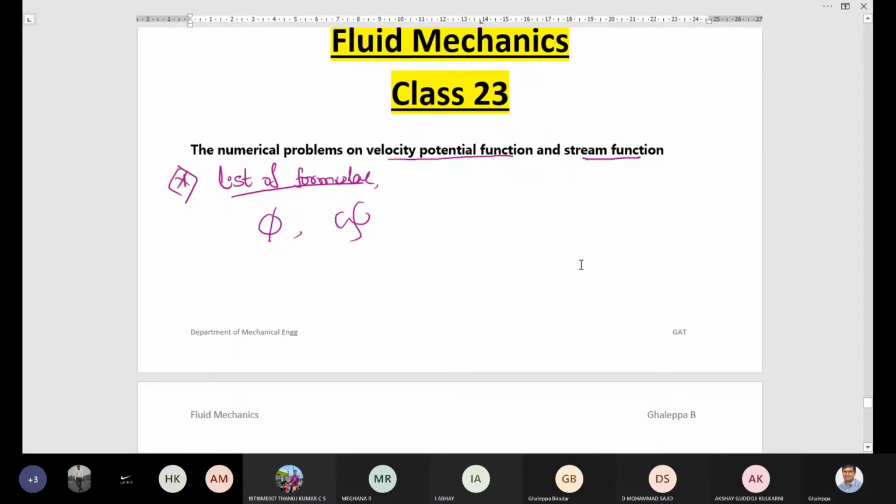Okay. Then by definition, the partial derivative of the velocity potential function with respect to any one direction is equal to the velocity in that particular direction. Here I have taken the direction x, so the velocity in x direction is u, and it is a negative derivative. This is the one formula.